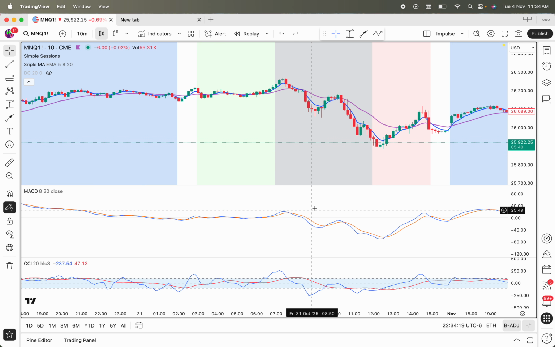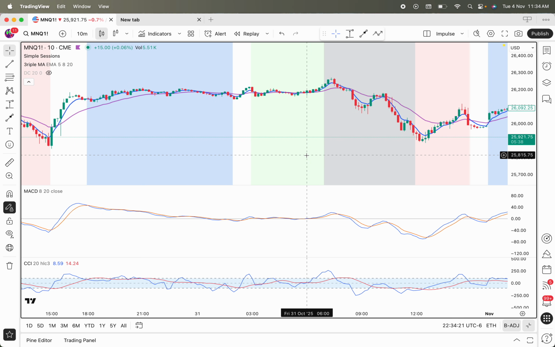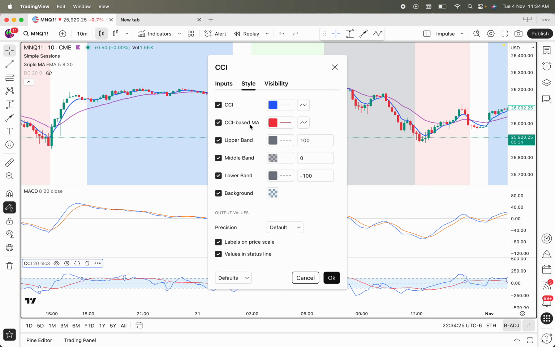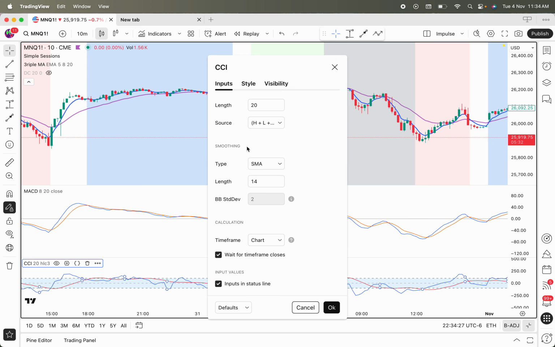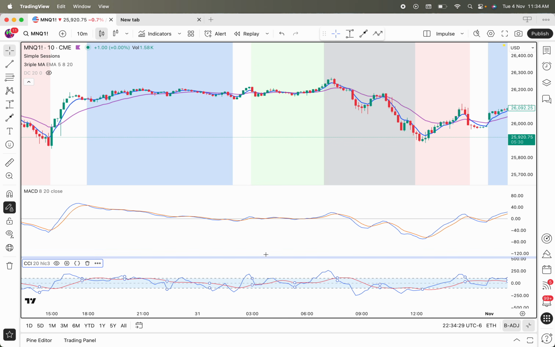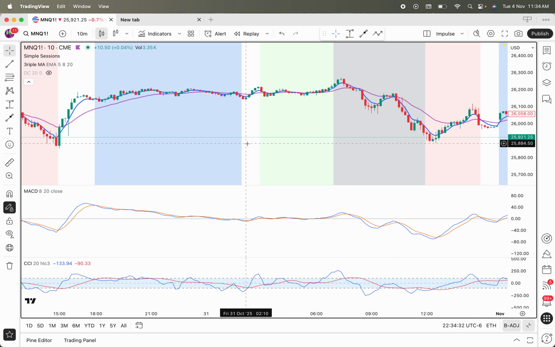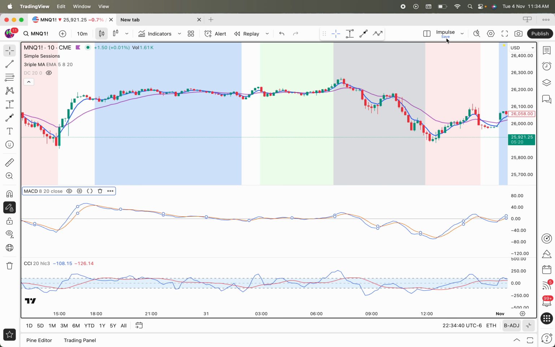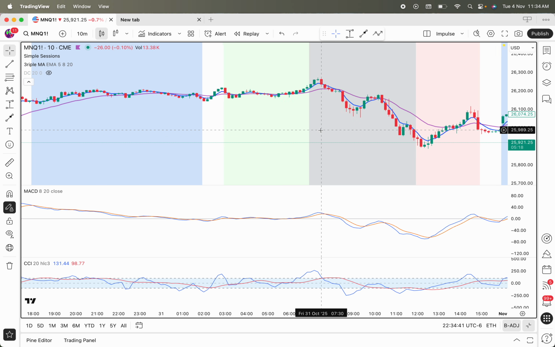And down below is the good old CCI set at 20, and there's a moving average attached to this. You don't have to have it. The moving average is set at 14. This is TradingView, and that's it. Just on the MACD, I've turned off the histogram. I don't like it. It does my head in. Simple as that.